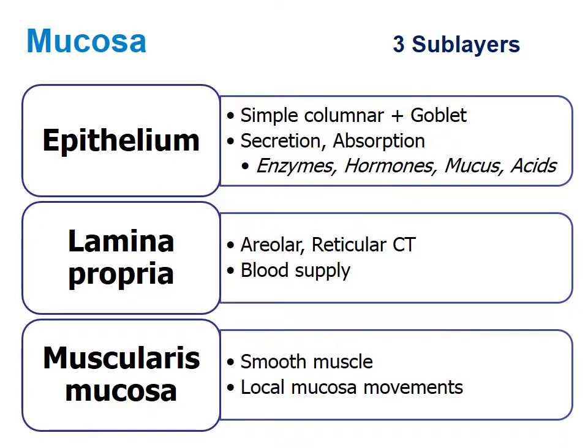Lamina propria. Areolar and reticular connective tissue proper. This sublayer contains the blood vessels for the epithelium. Muscularis mucosa, smooth muscle responsible for localized movements of the mucosa only.